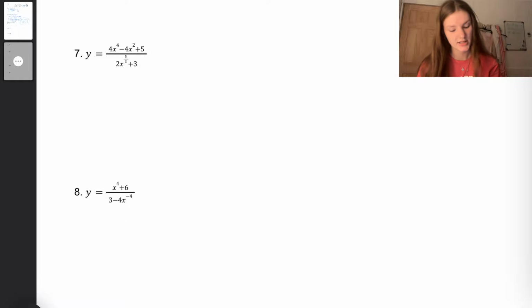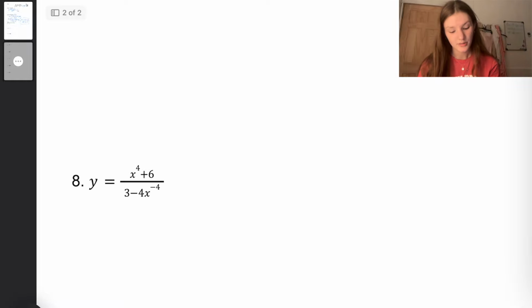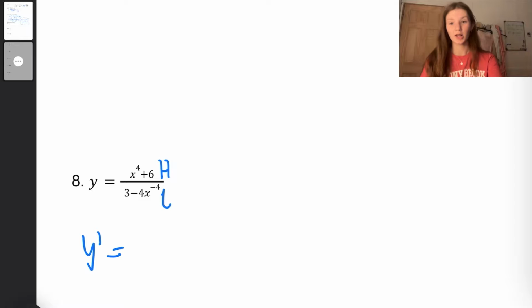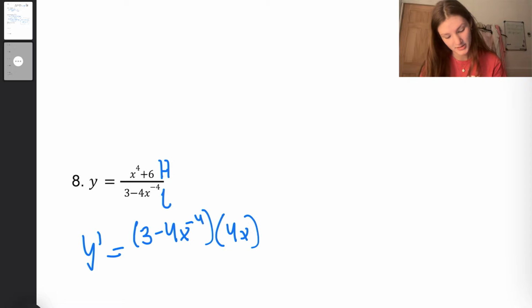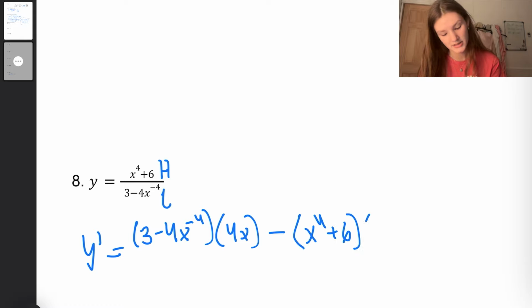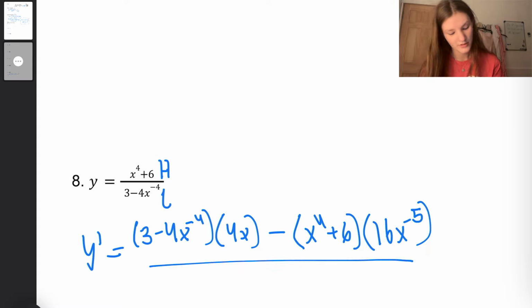I'm just going to skip to the last question. This is going to be the last one, so I'm not going to fully simplify this. This is going to be high, that's going to be low. The derivative of y is equal to low d high minus high d low over low squared. So low, 3 minus 4x, negative 4, d high, 4x, minus high, x to the 4th plus 6, d low, which is 16x to the negative 5, over low squared. Sorry guys, my handwriting gets a little bit crazy.